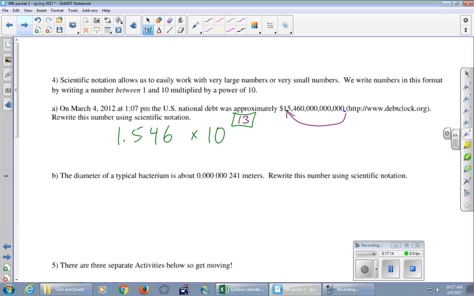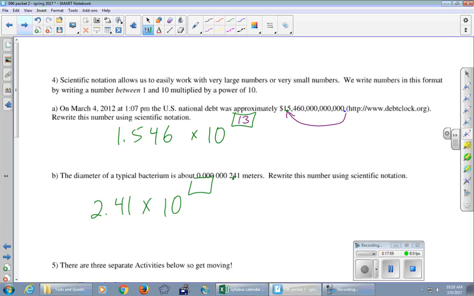Okay, next one. The diameter of a typical bacterium is about 0.000000241 meters. Very small. We're going to rewrite that number in scientific notation. Same idea. We want to put the decimal point in the one spot that's going to give you a number between 1 and 10. Where is it going in this case? 2.41. Do you see it? If you put the decimal place here, that's not far enough. That's 0.241. If you put it here, now you're at 24.1. That's too far. So right there is the winner. 2.41 is good. Times 10 to some blank.